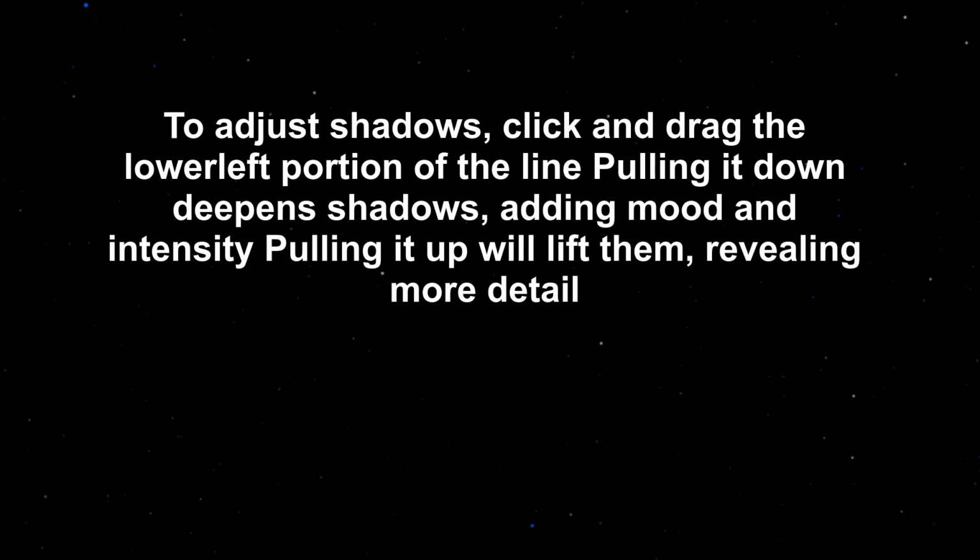To adjust shadows, click and drag the lower left portion of the line. Pulling it down deepens shadows, adding mood and intensity. Pulling it up will lift them, revealing more detail.